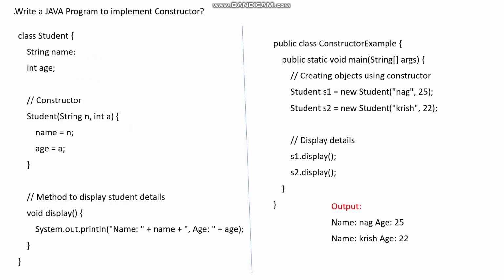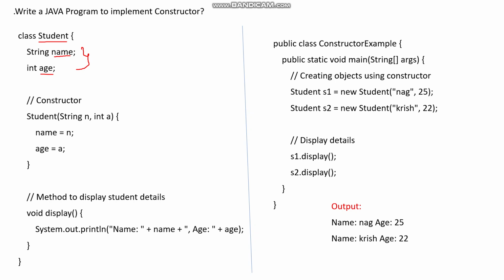Coming to the code point of view, here I am writing one constructor. What is the class name? The class name is Student. The Student class contains two variables. The first variable is name, the second variable is age. Name is a string variable, and age is an integer variable. These two are called the instance variables. In this code, I wrote the two instance variables, name as well as age.